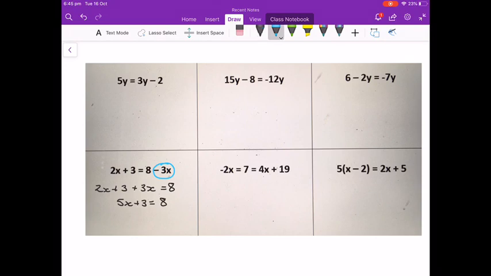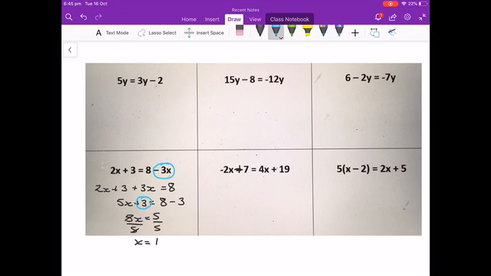My next step is taking the plus 3 and putting that over to the other side. So opposite of plus 3 is take 3. So 5x equals 5. I'm going to divide both sides by 5 because I only want 1x and x is 1. The next equation is negative 2x plus 7 equals 4x plus 19.